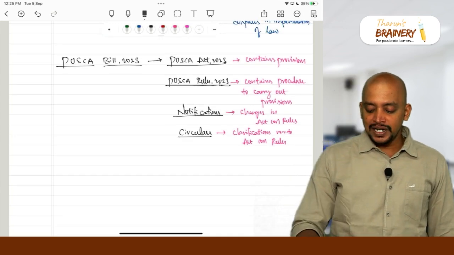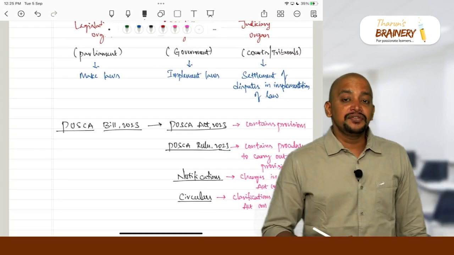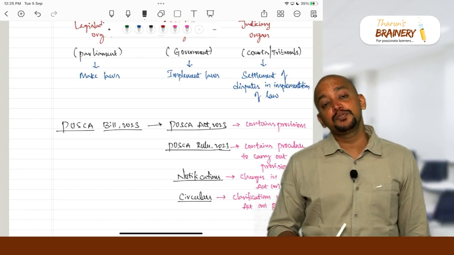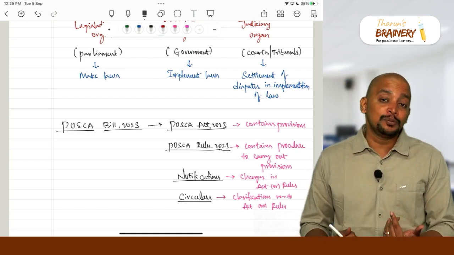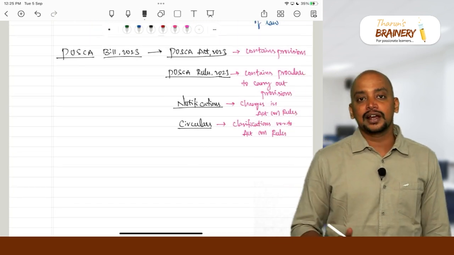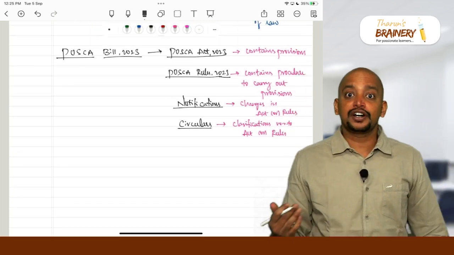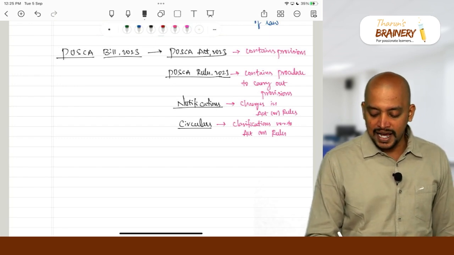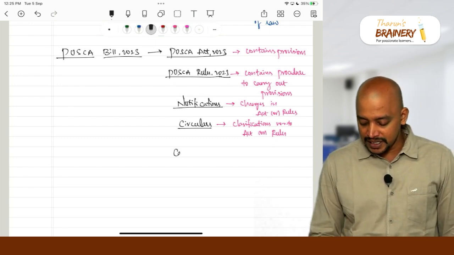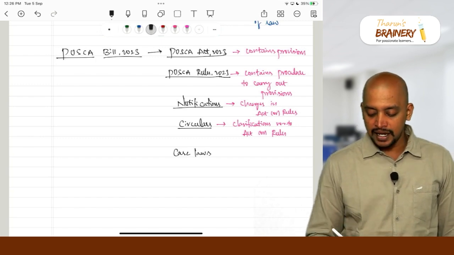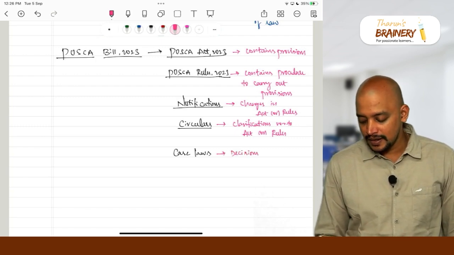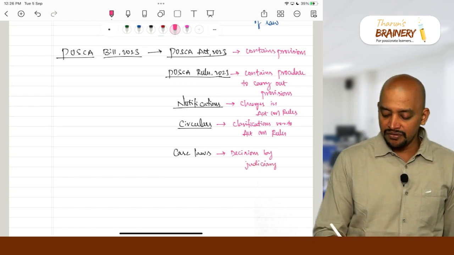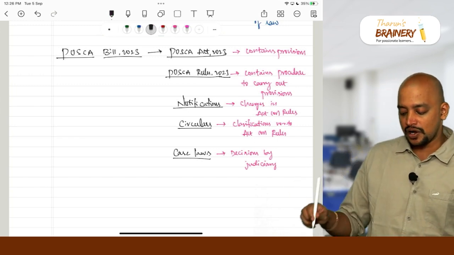What will happen when they implement? I told you already, during the stage of implementation of the law, if there is any dispute between the government and the taxpayer, that dispute will be resolved by the judiciary organ. The judiciary will be giving various decisions for the issue, and those decisions are called case laws.